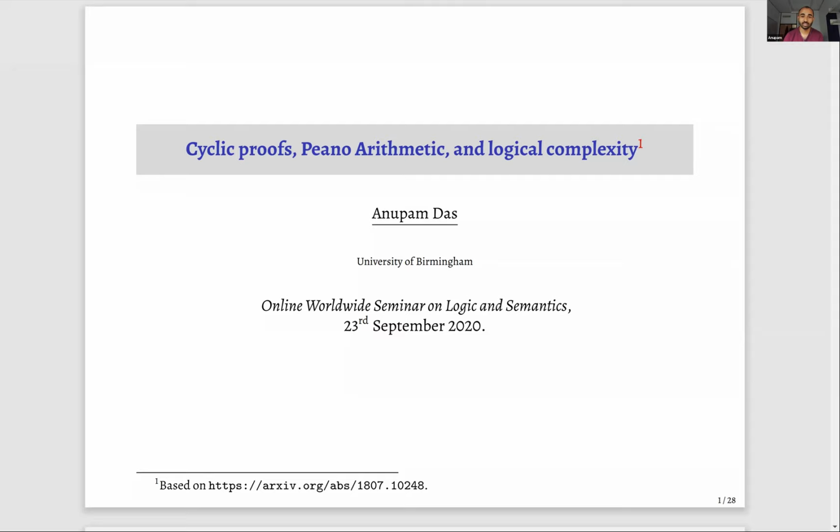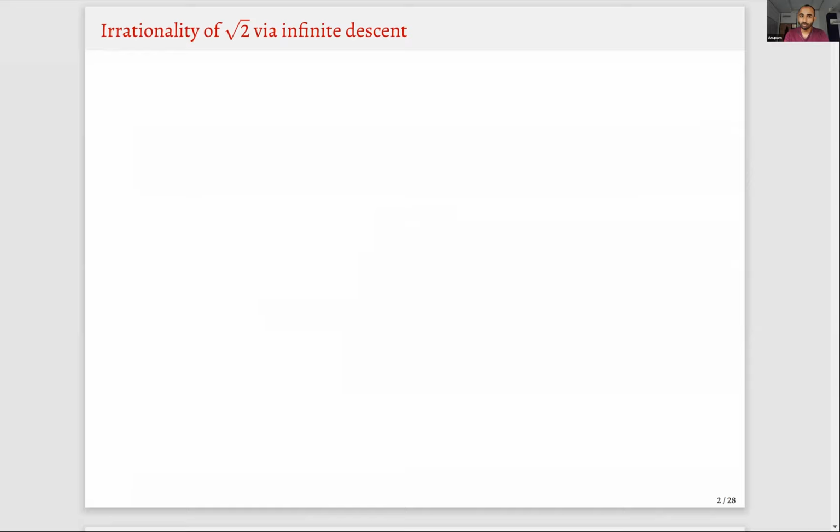But before we do that, maybe there are some people who haven't seen any cyclic proofs or example of non-well-founded reasoning that aren't fallacious. So let's have a look at a particular argument that I'm sure most of you have seen before. It's the irrationality of square root of 2 by an infinite descent argument, attributed often to Fermat.